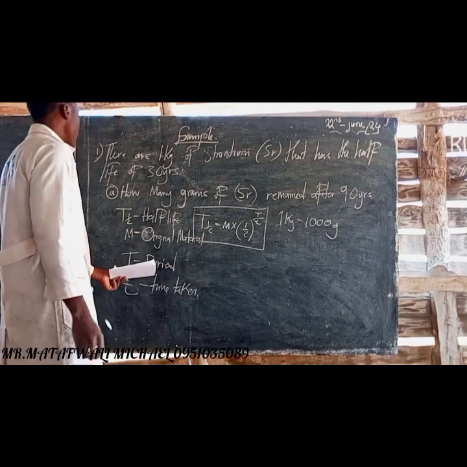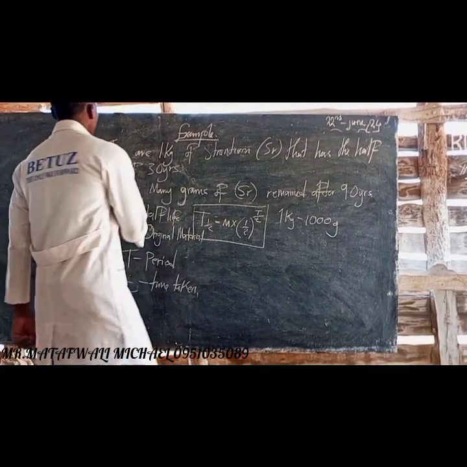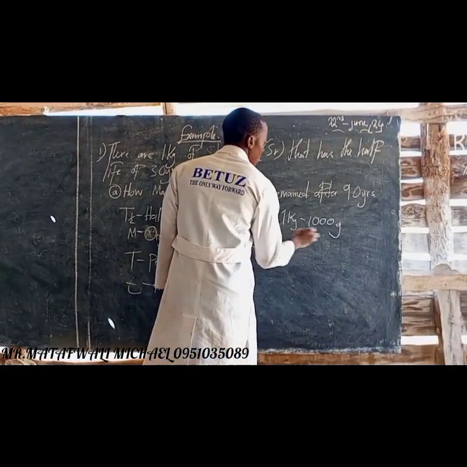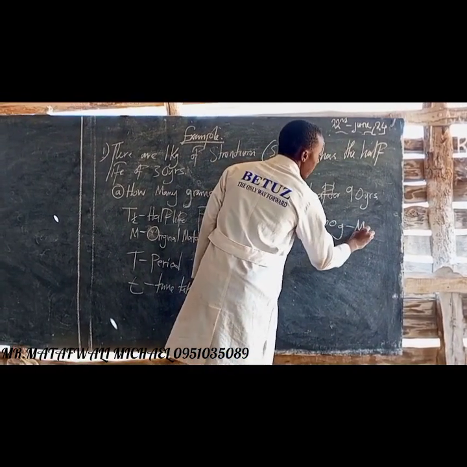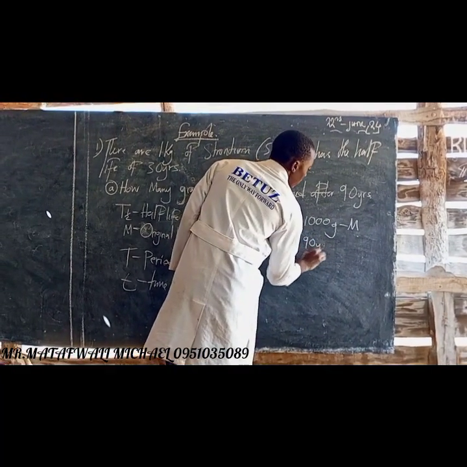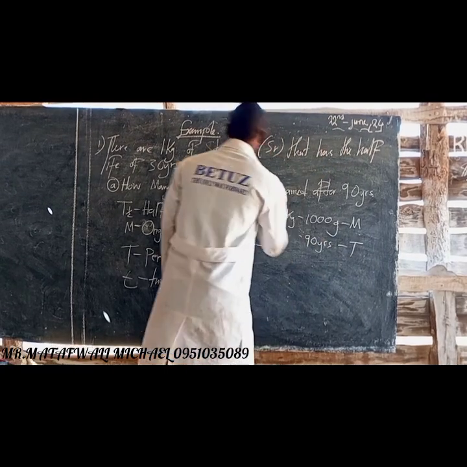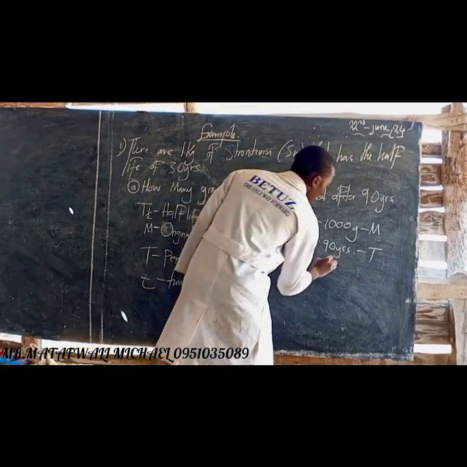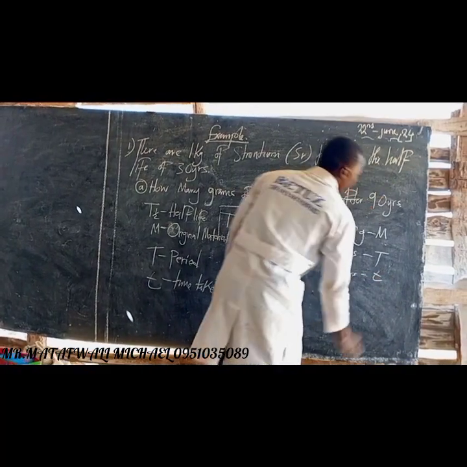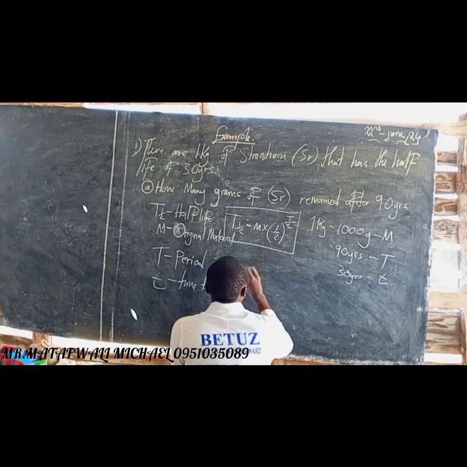So this 1000 grams is the original material. Then the period, this is the total time, so the total time is 90 years. So this one is going to act as the original mass. Then 90 years is going to be period. Then 30 years, which is in the question, is going to be the time taken. So we are going to replace this in this formula.